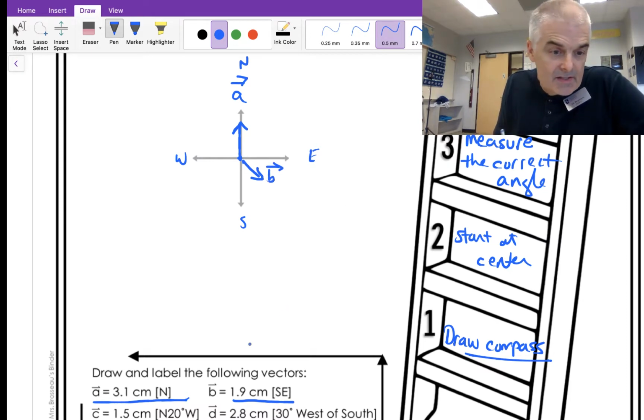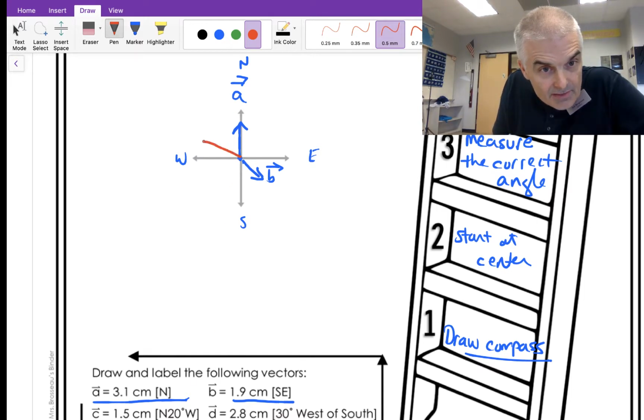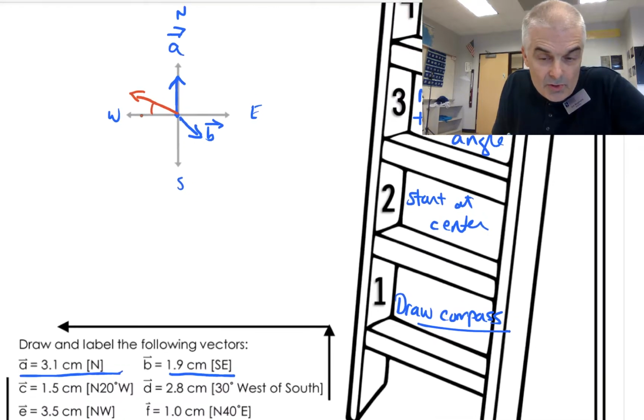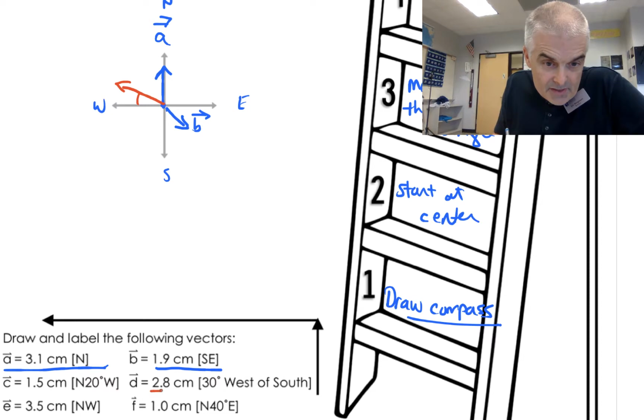And then C is 1.5 centimeters to the northwest. So northwest, and it has a particular angle, 20 degrees, so I could go like that. And I'm not drawing the angles, but I would then, with the protractor, make that at 20 degrees. Do you see this? Letter D is 2.8 centimeters 30 degrees west of south. So if this is south, west of south, that means that this angle right here is 30 degrees. So this is going to be D.